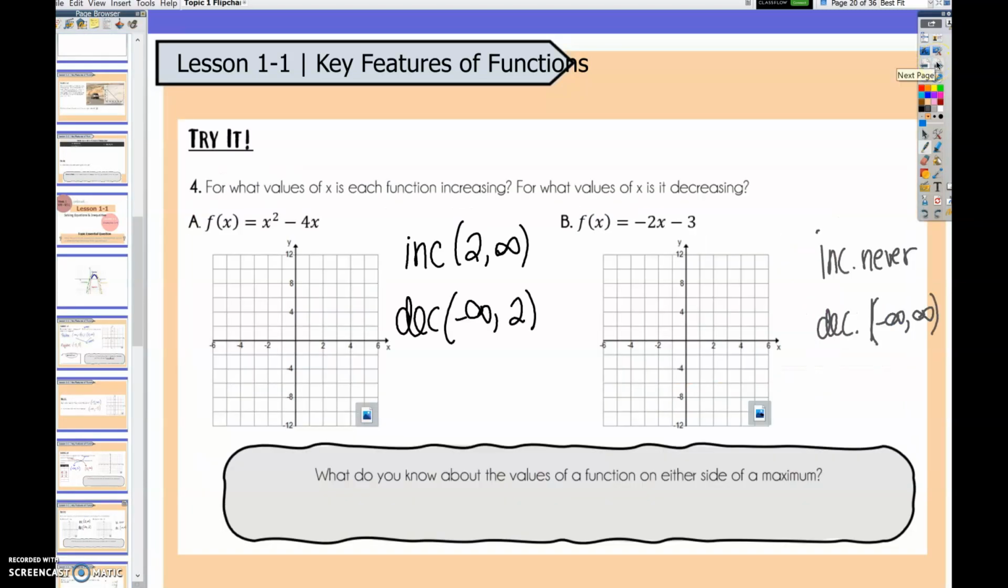That should get you through examples 1, 2, 3, and 4 from topic 1. Be sure to try the homework now.